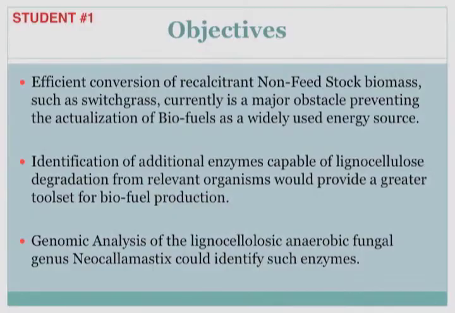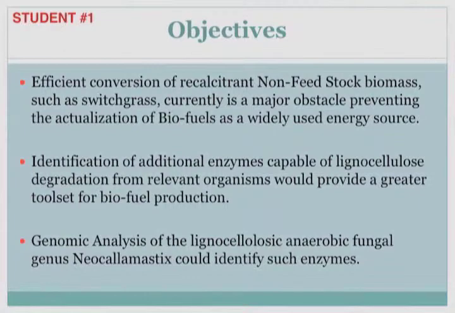Currently a large bottleneck preventing the full utilization of lignocellulosic ethanol is the conversion of non-feedstock plants into constituent monomers that are capable of energy production. The reason is that non-feedstock plants are very recalcitrant to enzymatic degradation, and providing more enzymes to allow this process could greatly enhance its ability to become commercially viable.